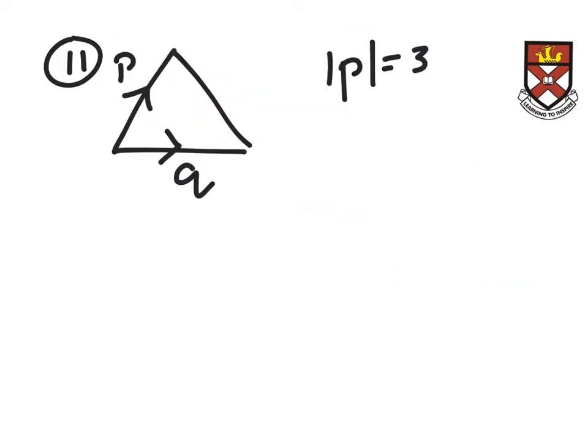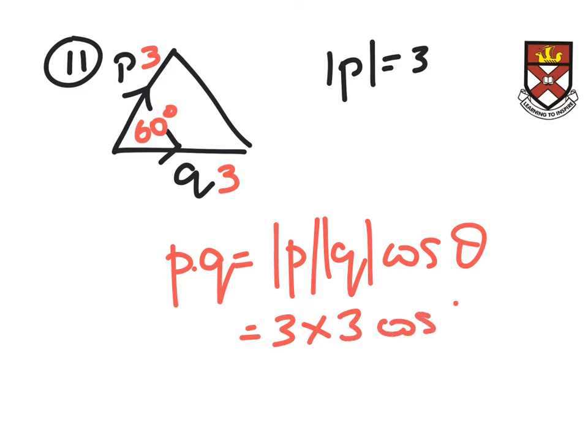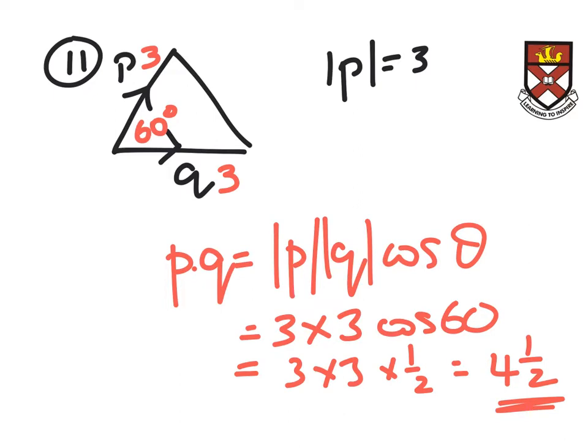Question 11. We know it's an equilateral triangle. We know the side's 3. So this is 3, this is 3. We know this angle here is 60. Question asks us to work out P dot Q, which is the length of P times the length of Q times cos the angle between them. And the length of P is 3, so is the length of Q, and cos 60 because we know the angle is 60, which is 3 times a half, which is 4.5 for the final answer.